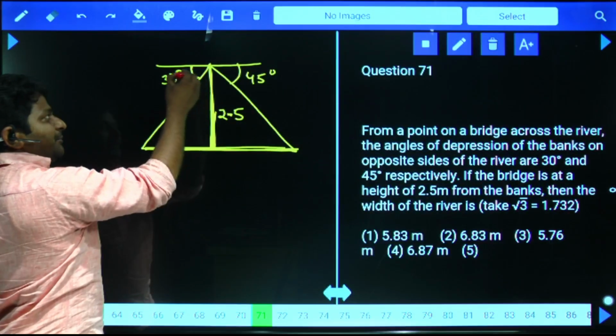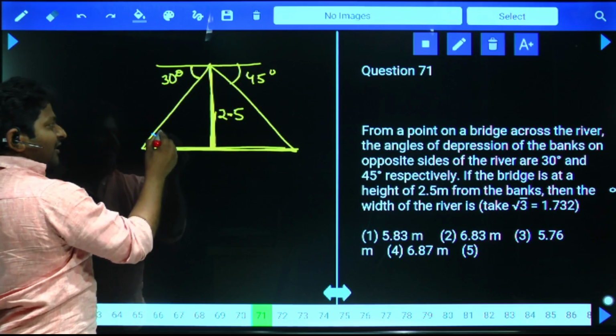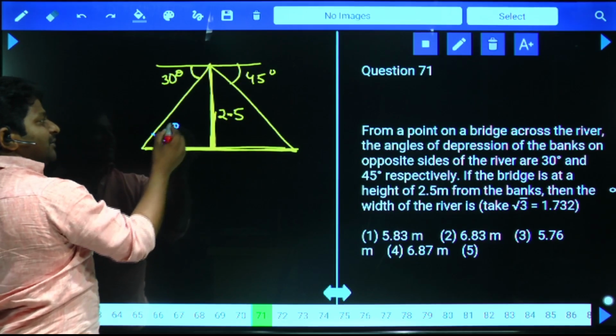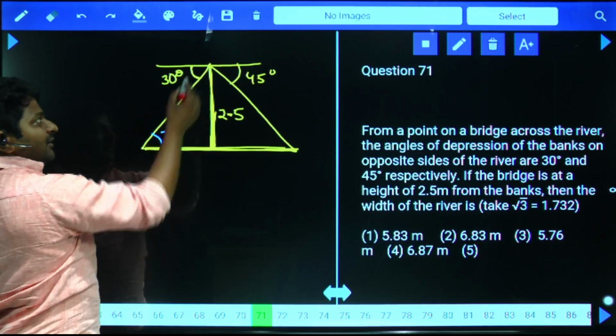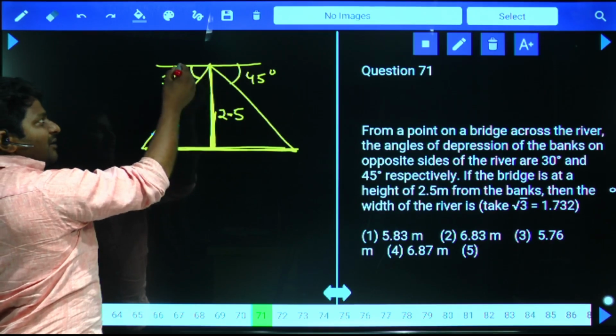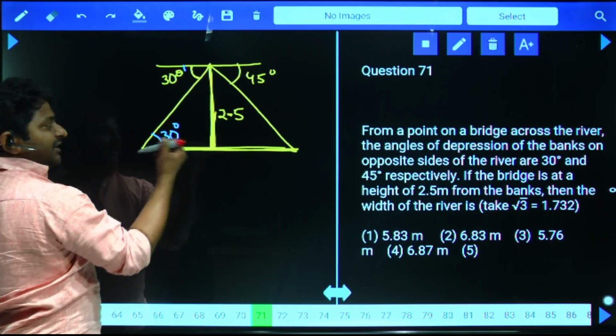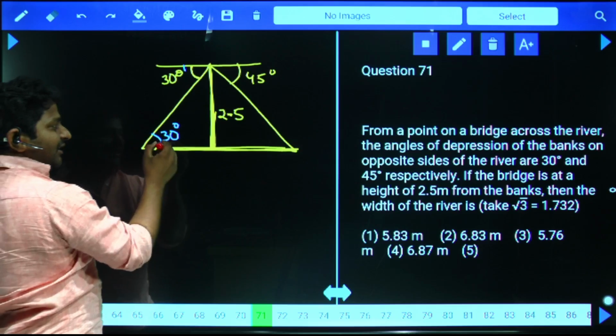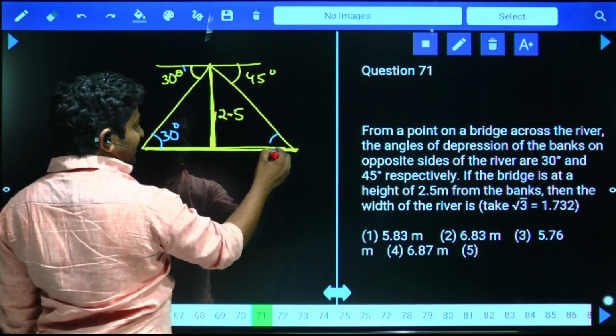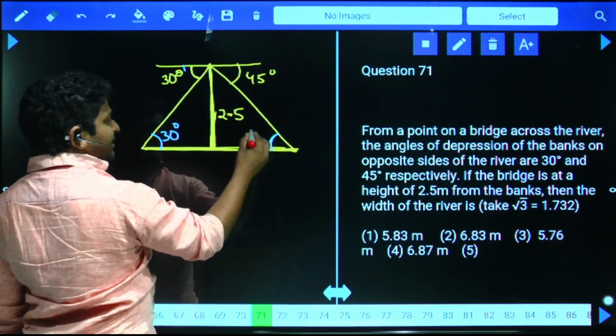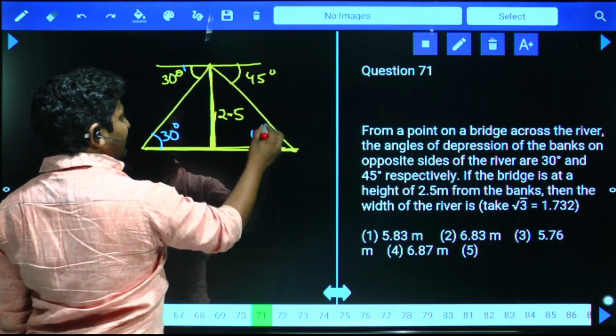Now if the angle of depression is 30 degrees here, also it has to be 30 degrees here, because for this triangle this angle is common and 90 degrees is common. So if this is 30, here also the angle of depression is 30. As this is 45 degrees, here also the angle is equal to 45 degrees.